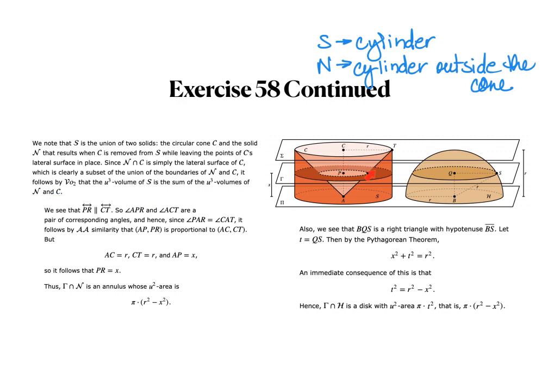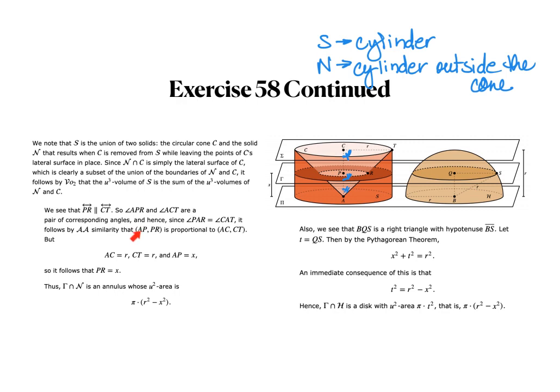We can see that the lines PR and CT are parallel. Therefore, when I look at the angle APR here and the angle ACT here, those are corresponding angles, so they're congruent to each other. And I can also see that PAR and CAT are equal as well, because PAR here and CAT are actually the same angle. So by angle-angle similarity, I have two similar triangles.